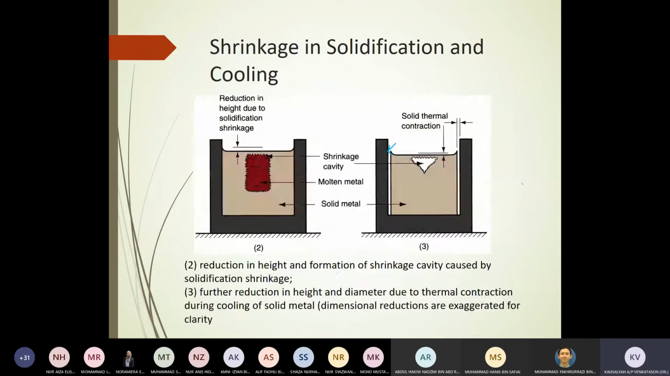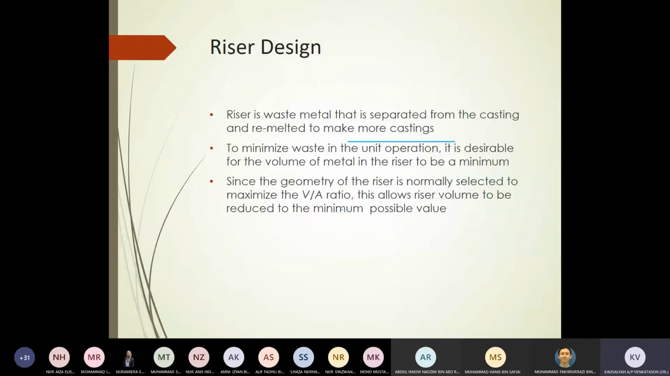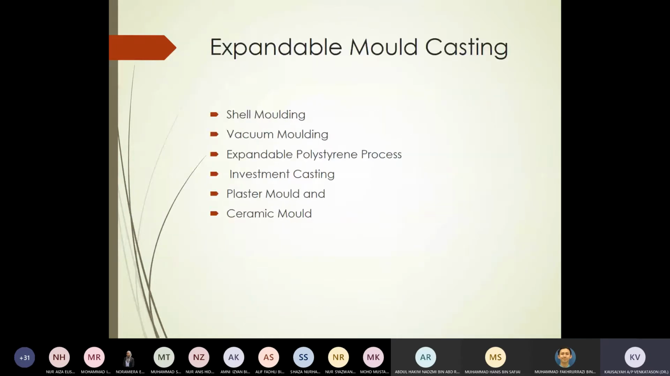So I will show you a sand casting video before we move on into expandable mold.